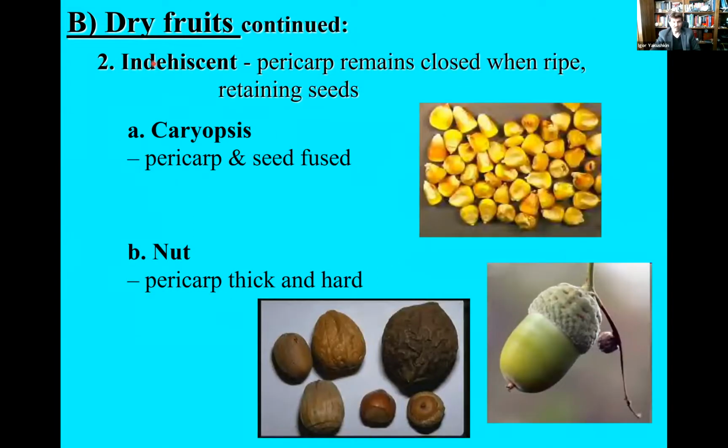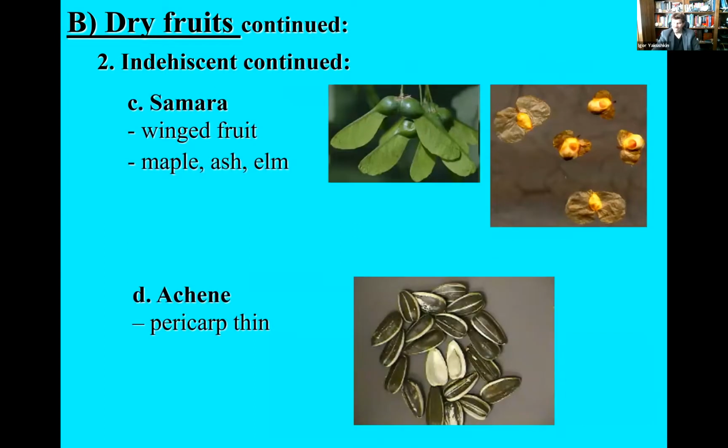And then indehiscent, like corn. Whenever you're eating corn, the seed is covered by a transparent thing, and that one is the actual fruit. It's not releasing the seed. Same thing with the acorn or hazelnuts. That one stays. The seed is inside of it and it's not being released. The embryo will have to literally break it apart whenever it starts growing. You don't have to worry about samara, achene, or anything like that.